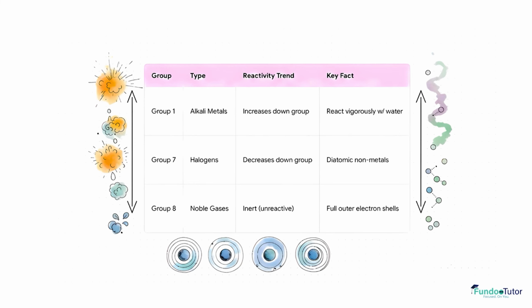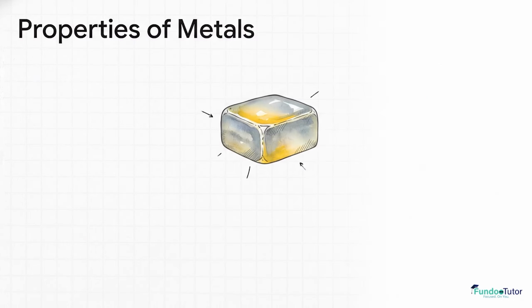Why? Because that outer electron gets further from the nucleus and is way easier to lose. But for group 7, the halogens, it's the complete opposite. Reactivity decreases as you go down because it gets harder to attract that extra electron. And then you have group 8, the noble gases. They're totally inert or unreactive because they have full outer shells, which makes them super stable and happy as they are.